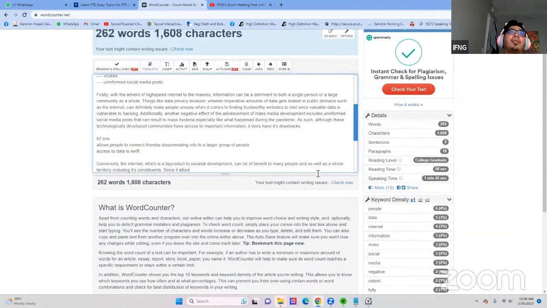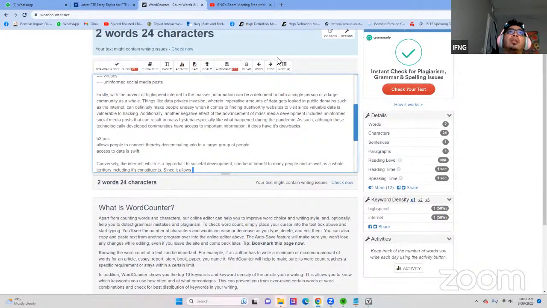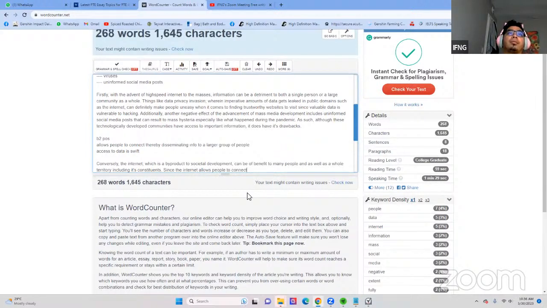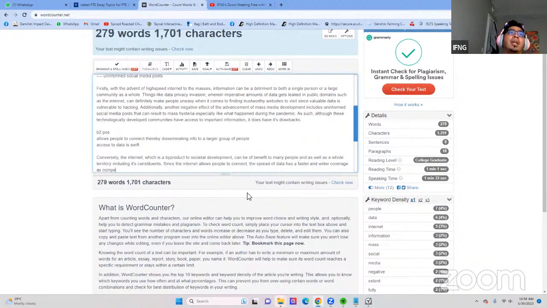Since it allows people to connect, since the internet allows people to connect, the spread of data has a faster and wider coverage as compared to traditional means.